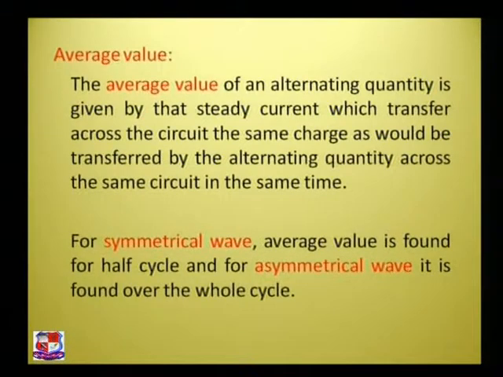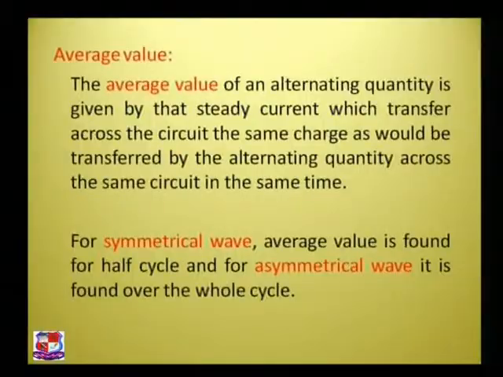the same time. So for a symmetrical wave, meaning the sine wave with positive and negative sides, that is a symmetrical wave, right? But other waves, non-symmetrical or non-sinusoidal, like trapezoidal and sawtooth, are asymmetrical waves that don't repeat properly between positive as well as negative. So for a symmetrical wave, the average value is found for half a cycle. If you find the average value for half a cycle, it's okay for the rest of the half cycle. But for an asymmetrical wave, we have to find the average value for the whole cycle because that wave is not symmetrical. So for positive, it will be different. For negative, it will be different.